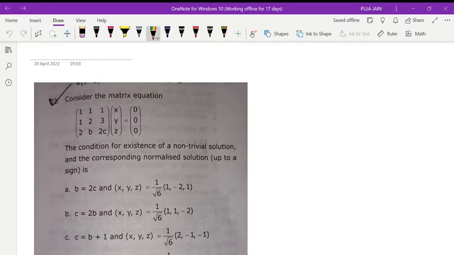So this video is basically I am solving a few questions from the December 17 CSIR NET exam. So first question, consider the matrix equation. This is the matrix equation. Condition for existence of a non-trivial solution and the corresponding normalized solution.